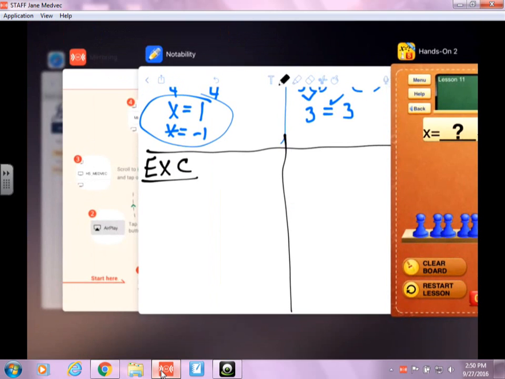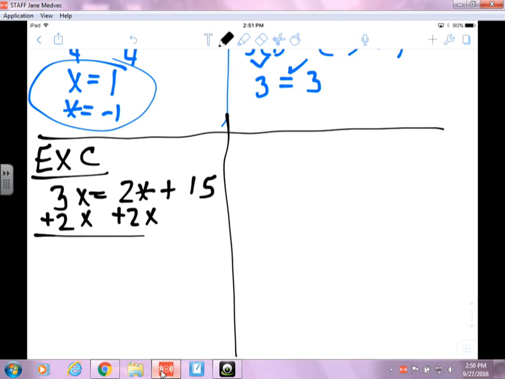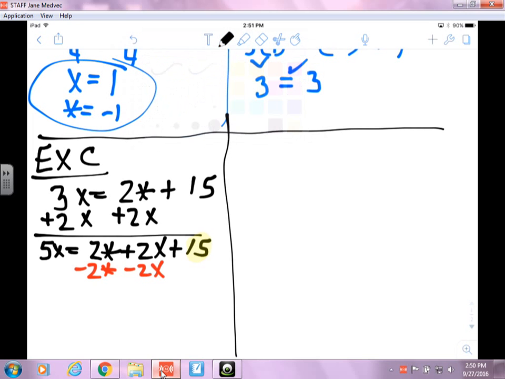Now let's go back to our paper representation of this. I had 3x equals 2 star plus 15. And I added 2x. So I had 5x equals 2 star plus 2x plus 15. Again, I want this 15 by itself. That's why I'm getting rid of it. What students are having trouble with is they're not subtracting the 2 star and the 2x. Make sure that you do that. So I've got 5x equals 15.